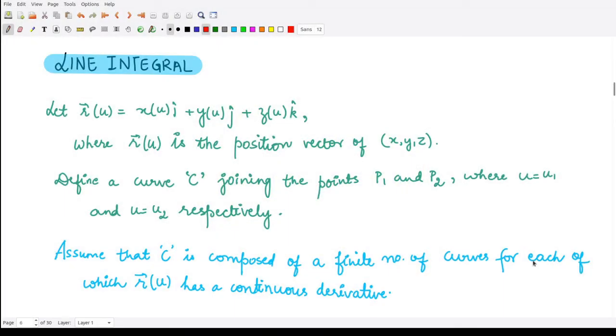Hello everyone, welcome to this video. In this video we shall learn the topic of line integral corresponding to the given vectors.